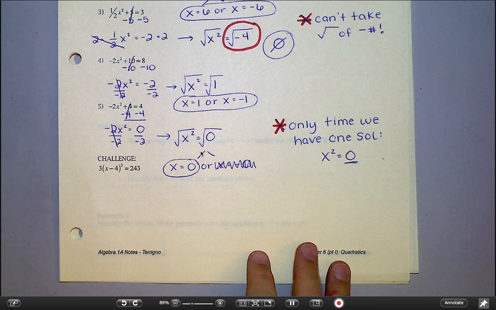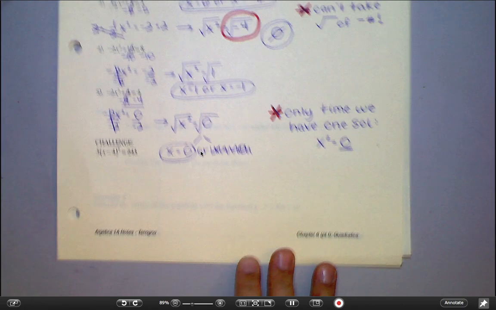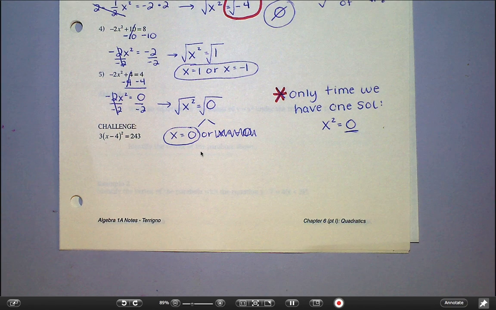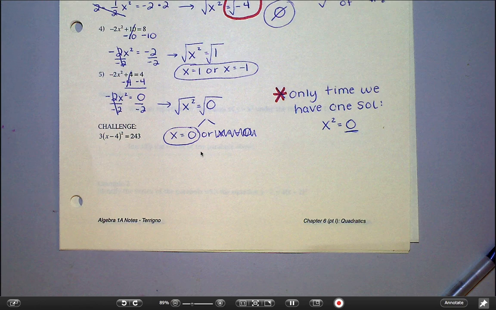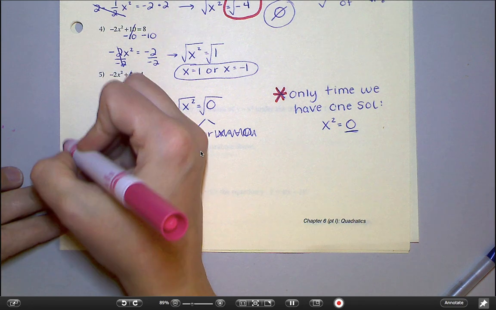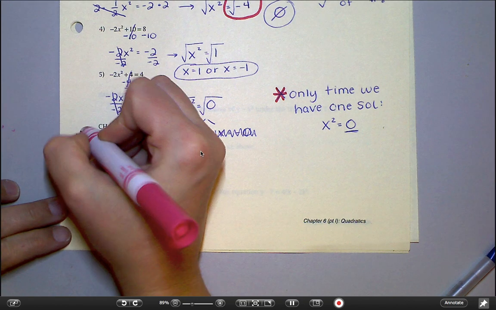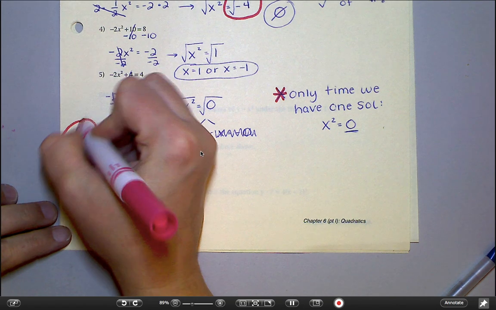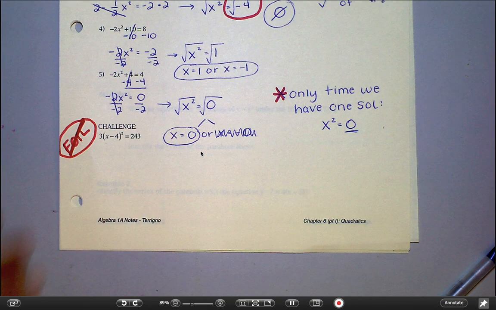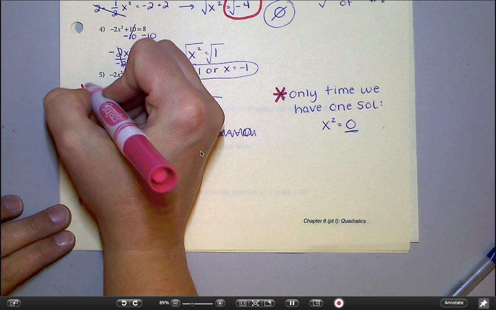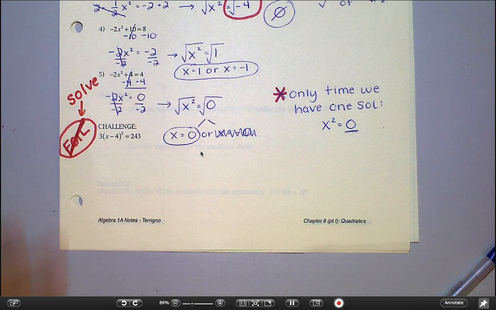Okay, and a challenge problem here. So this time we've got some parentheses with that square. And again, I cannot emphasize this enough. If we're trying to solve, we do not want to FOIL. Do not FOIL here if you're trying to solve. Do not FOIL when you're trying to solve.